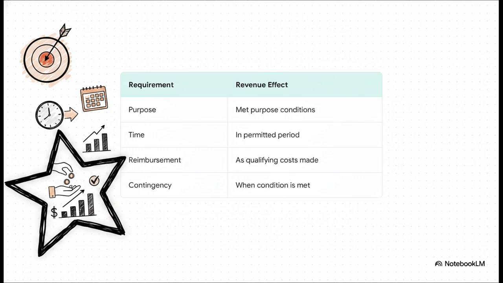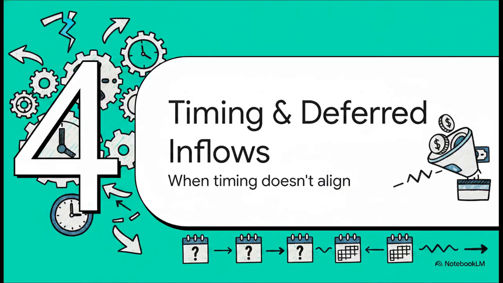Purpose requirements mean you recognize revenue only when the specific purpose conditions are met. Time requirements mean absolutely no recognizing it before the permitted time period. But here is the ultimate cheat code you need to highlight in your notes: reimbursement requirements. For reimbursement grants, revenue follows eligible spending. You recognize the grant revenue as you actually make the qualifying expenditures. Period. End of story. Let's transition to Section 4, timing and deferred inflows.